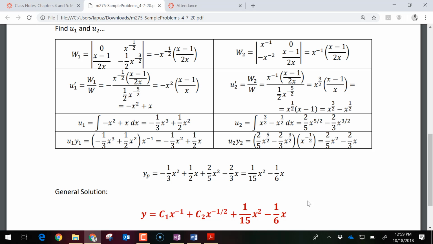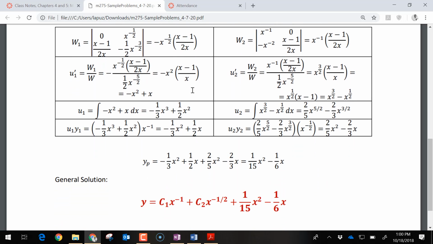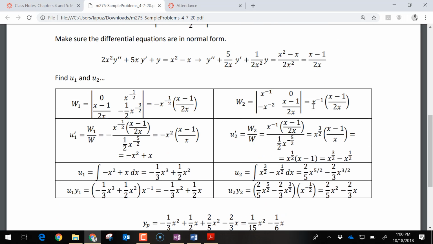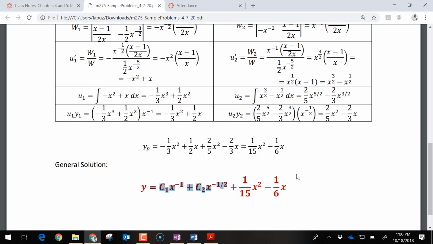Okay? So this is available in your notes already. It was online yesterday. The Wronskian business is to find yp, and yp is just this business over here. This stuff comes from the first part where we found y1 and y2.